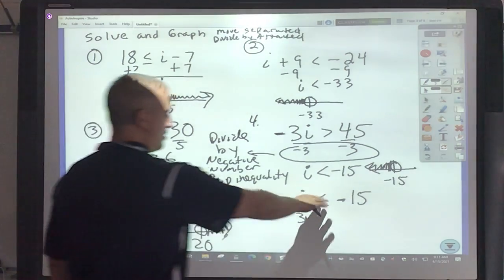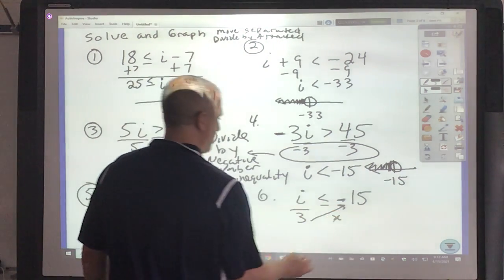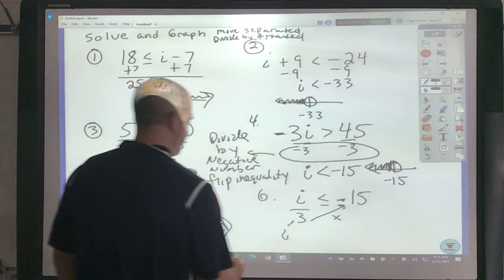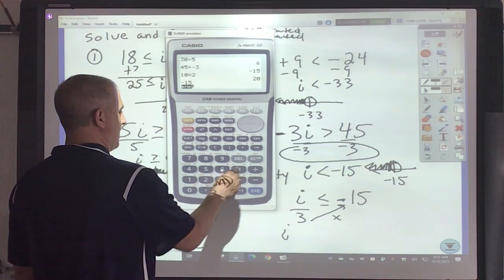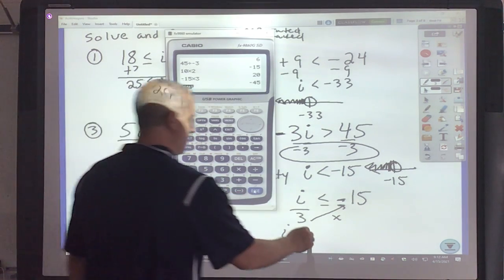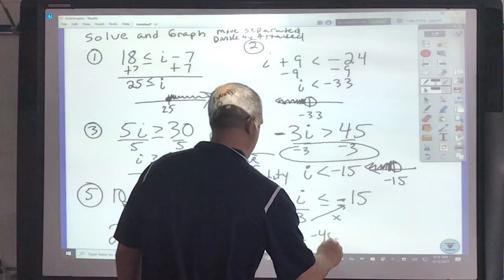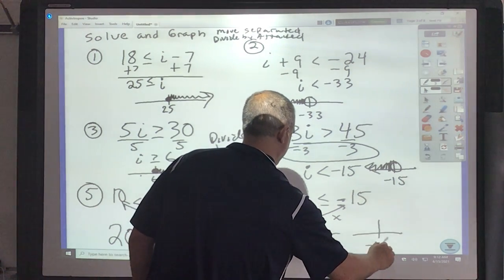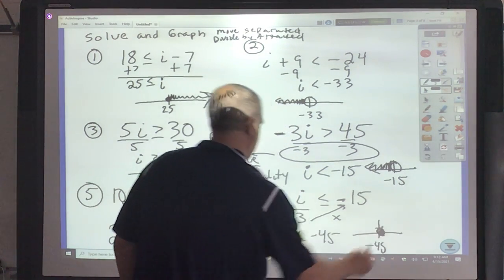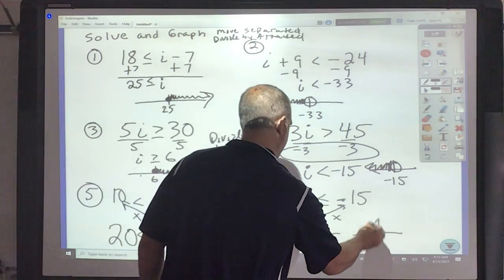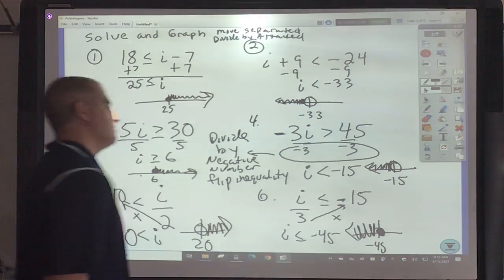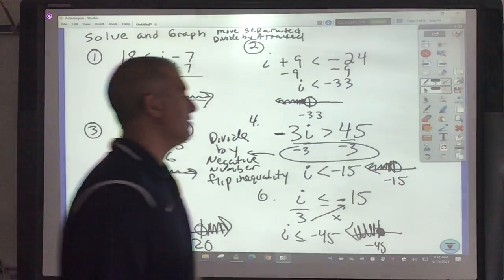Don't get confused. I'm multiplying here by 3. So I got, don't flip the inequality. Negative 5 times 3 is negative 45. This would be a filled in circle, and I would shade to the left. So be careful of those things.